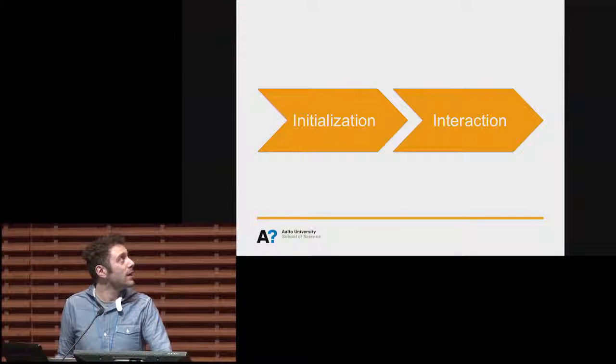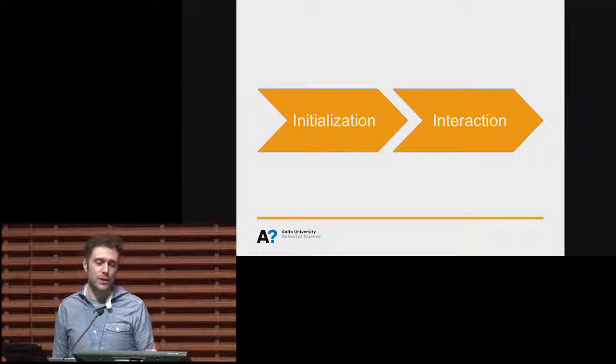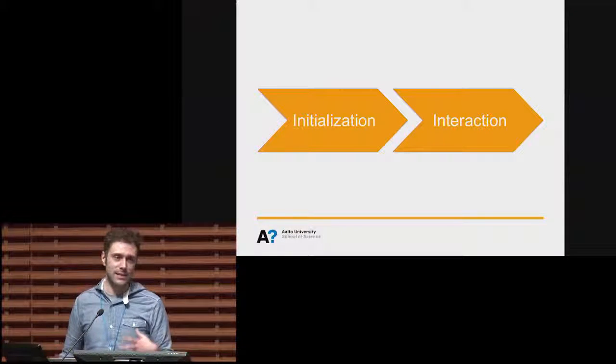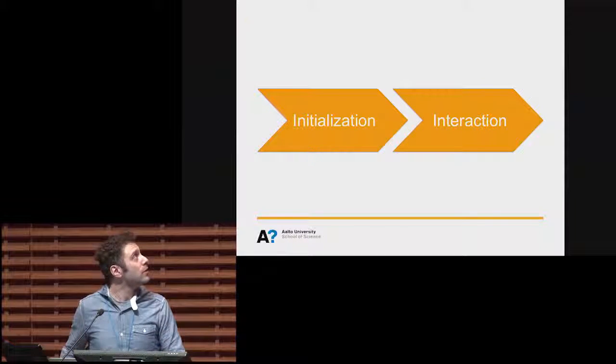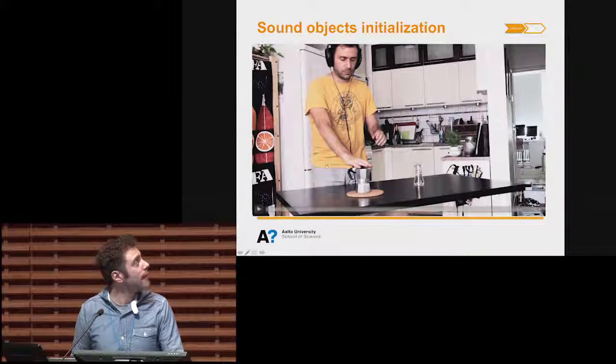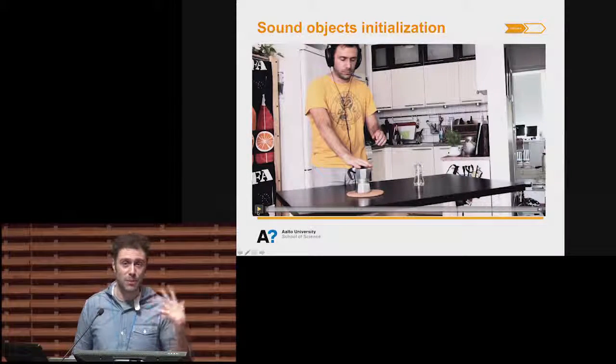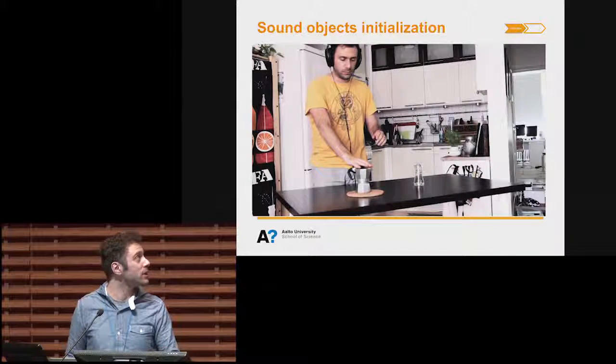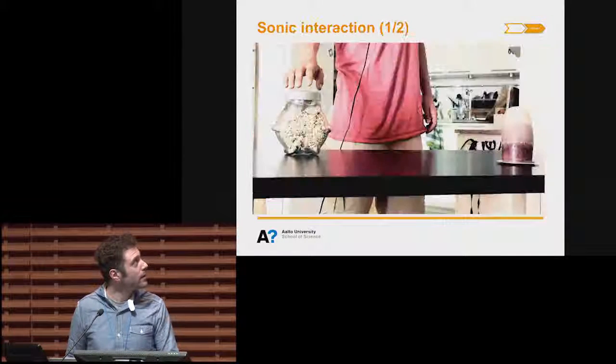So the first phase of the interaction is the initialization. We want to let the user go through the library and just designate an object in the room and attach the sound to it. So this is what happens. There is a voice that previews one of the sounds, and it asks the user to attach it to an object, in this case, this coffee maker.